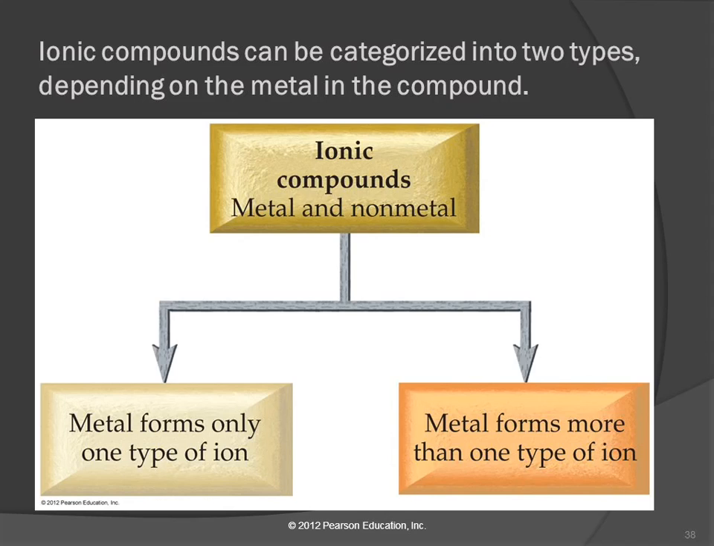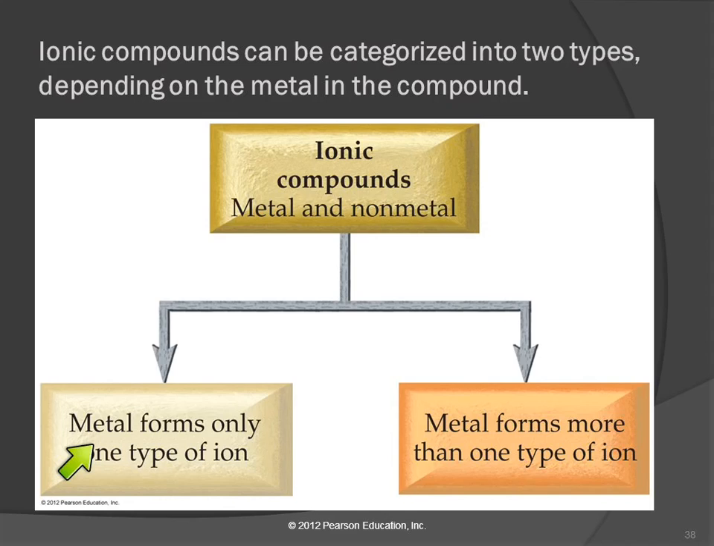Ionic compounds, we break everything into categories. And I know that probably seems annoying to you, but it's necessary. So ionic compounds contain a metal and a nonmetal. And within that group, we have two different categories. One in which the metal forms only one type of ion, and those are the sorts of metals that we've talked about so far. Group 1, 2, and 3.